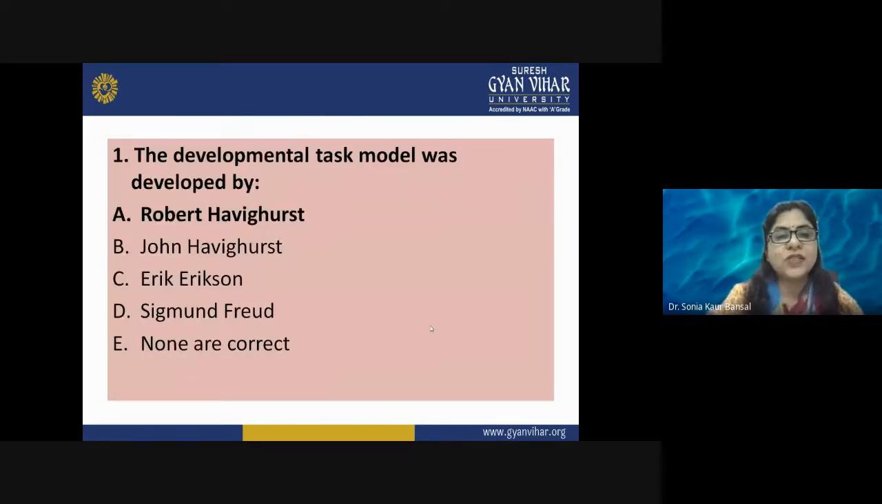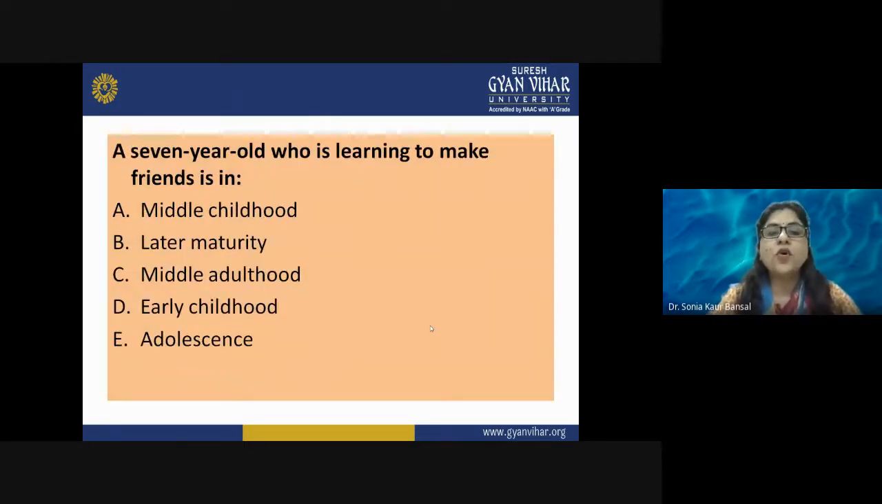Now, the next question: the developmental task model was developed by option A, Robert Havighurst, B, John Havighurst, C, Erikson, D, Sigmund Freud, or E, none of them. So option A, as we have studied till now, Robert Havighurst gave us the developmental task model. Next question is about a 7-year-old who is learning to make friends. This is in which age? Middle childhood, later maturity, middle adulthood, early childhood, or adolescence. The correct answer is option A, middle childhood.